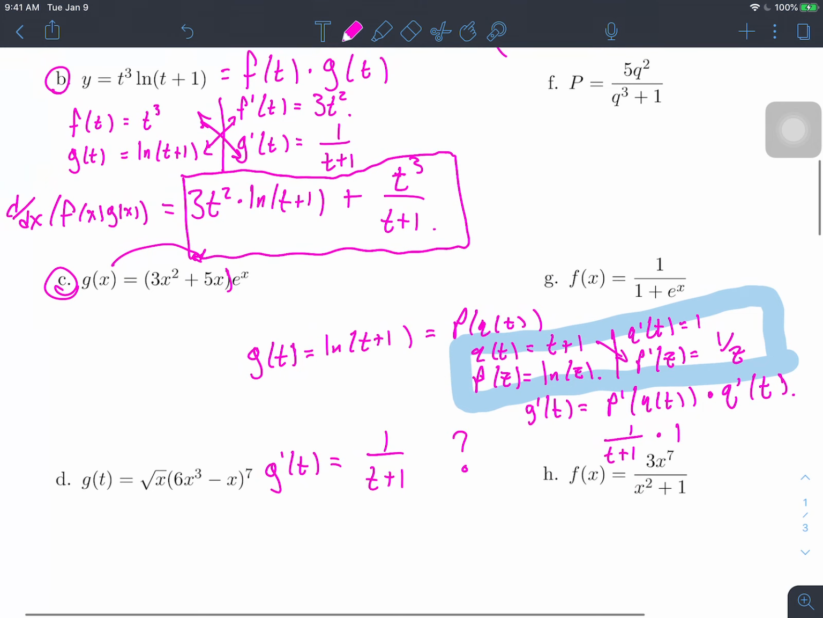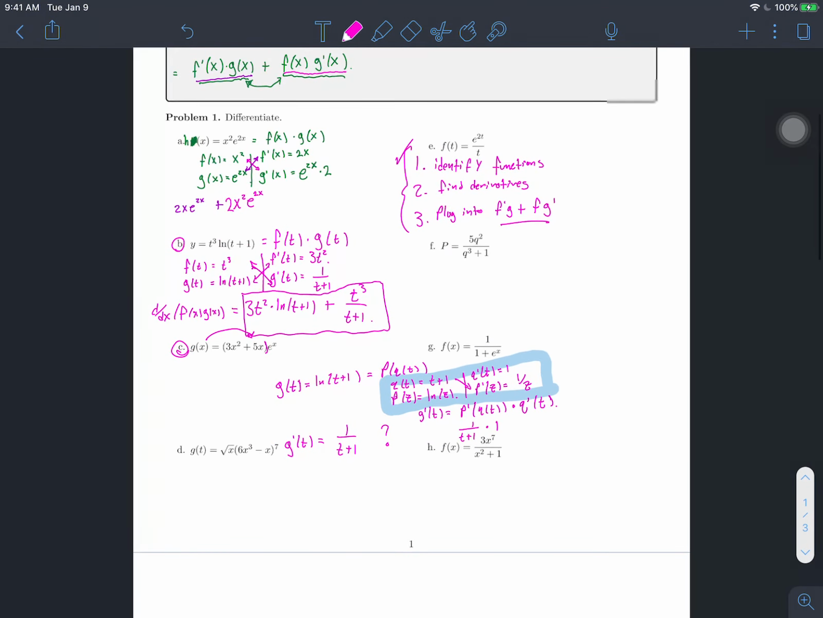Any other questions on this product rule problem? All right. Geez, time flies. I only got 16 minutes.